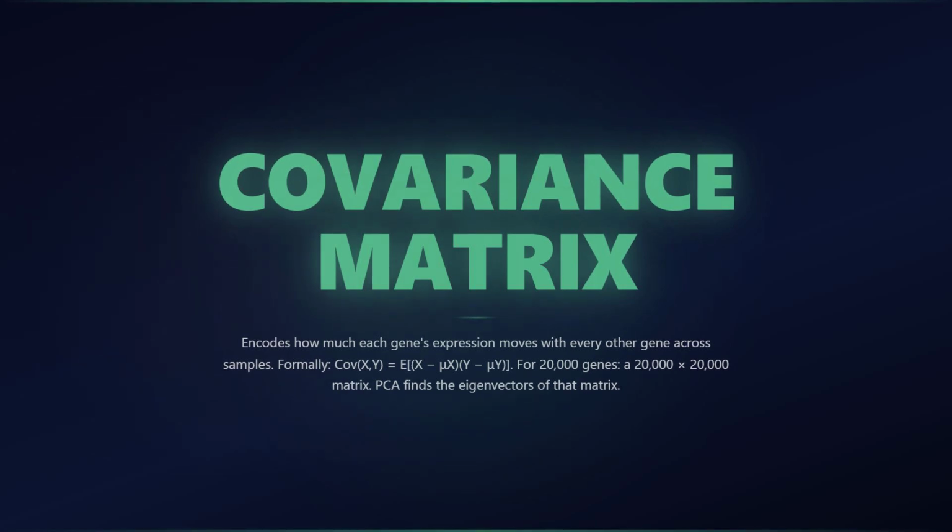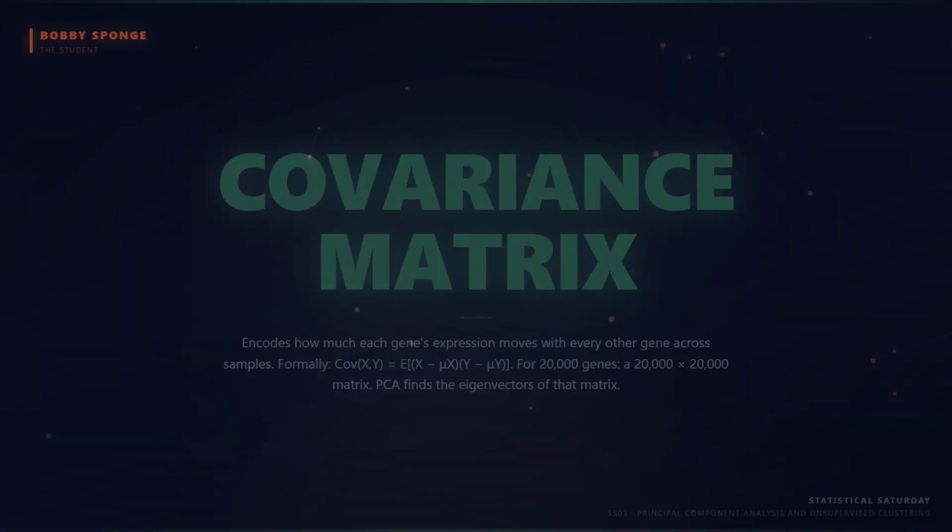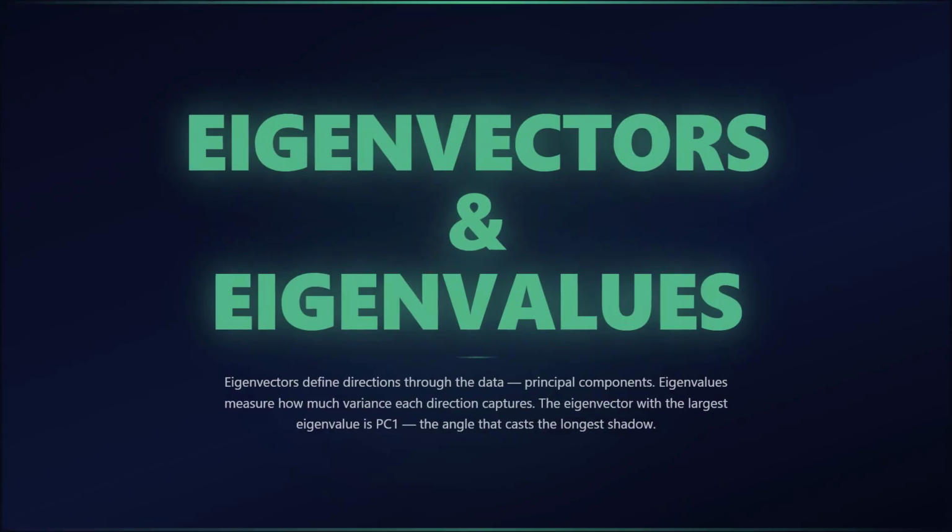20,000 by 20,000. You're computing that for every dataset? Software computes it. You press a button. The computation takes a few seconds on a modern machine. The point is that it exists. A complete map of how every gene covaries with every other gene. The eigenvectors are the directions the map points.